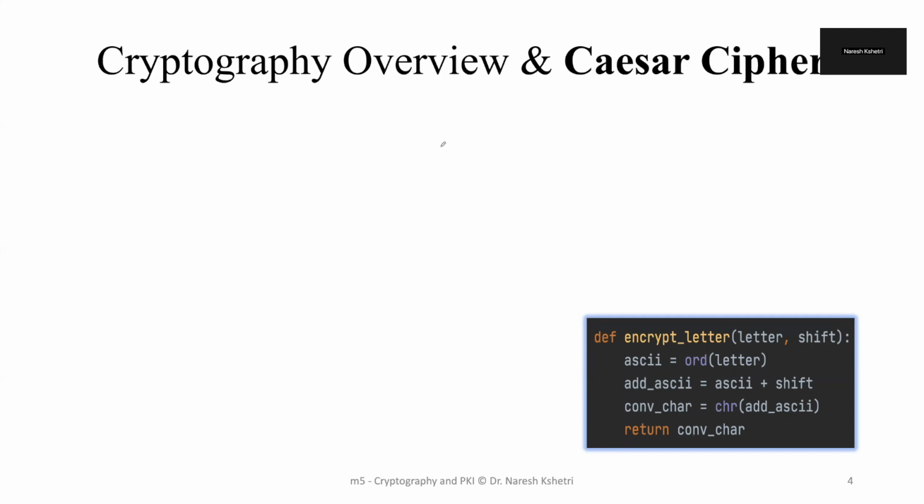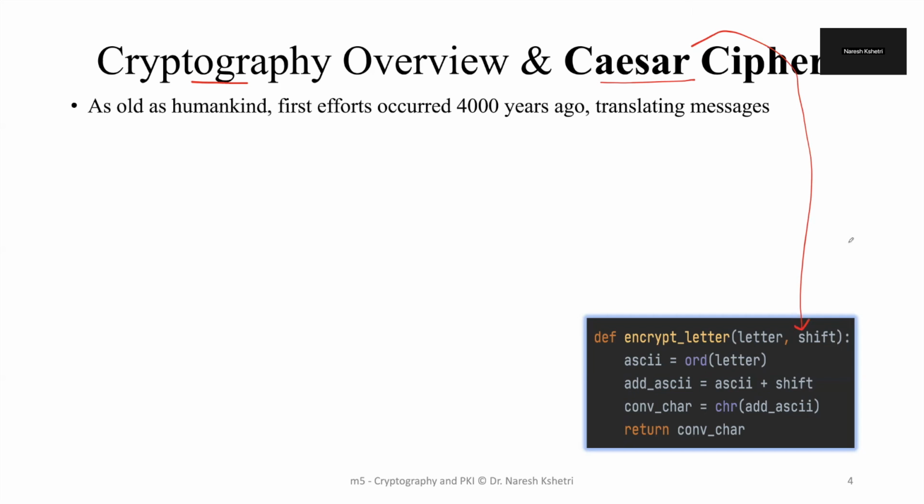Hello everyone, welcome back. So today in this video, I'm going to talk about the cryptography overview and the Caesar Cipher, and also the Python implementation of the Caesar Cipher. It's a very basic, simple implementation. The Caesar Cipher is implemented with the help of two functions we define in the Python programming language. Let's go to the cryptography overview.